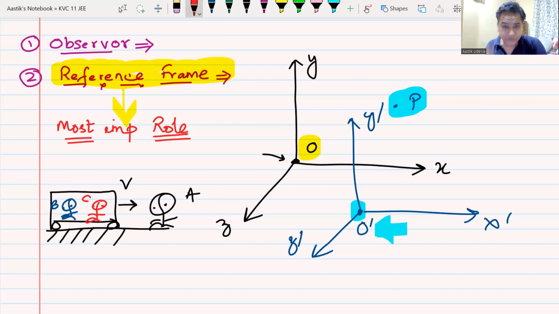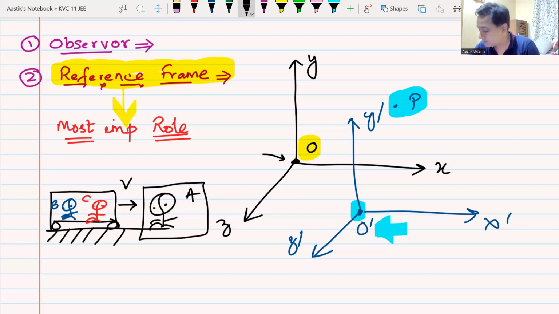Now, if my reference frame, if my observer is the black gentleman, I'm just referring to the color of the drawing that I have made and nothing else. My observer is the black gentleman who is standing on the ground, and I'm observing the motion of this boy in red. What do I see? I will see that this boy in red is moving forward with a velocity v. Yes or no? So for me, this gentleman is moving.